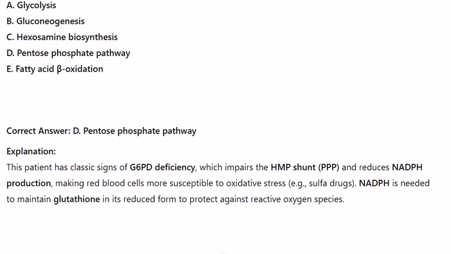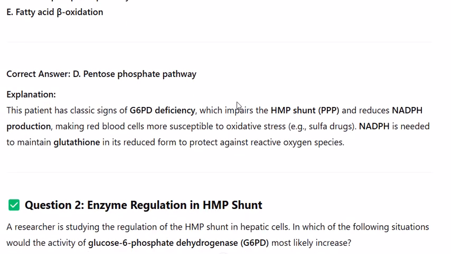Pentose phosphate pathway. Explanation. This patient has classic signs of G6PD deficiency, which impairs the HMP shunt, the PPP, and reduces NADPH production, making red blood cells more susceptible to oxidative stress, e.g. sulfa drugs. NADPH is needed to maintain glutathione in its reduced form to protect against reactive oxygen species.